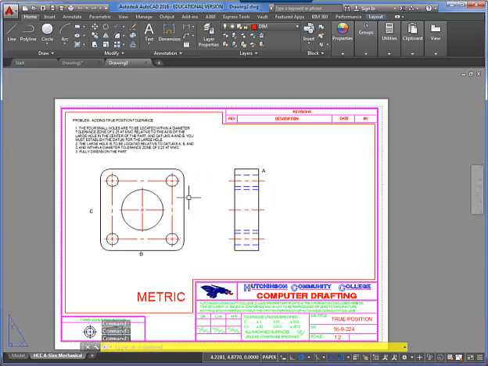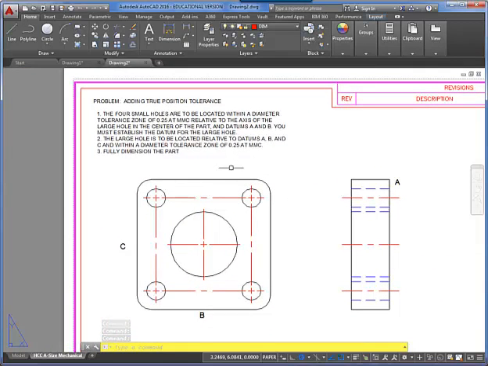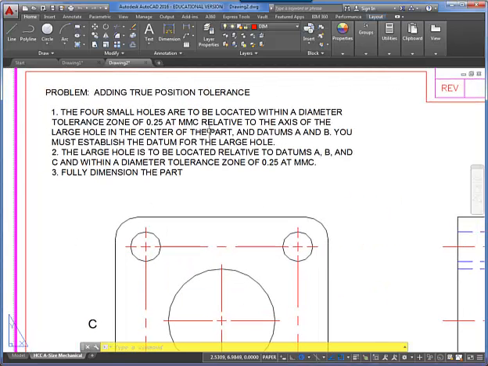okay, so on the second one, you are given some instructions up top here. It says the 4 small holes are to be located within a diameter tolerance zone of 0.25 at MMC relative to the axis of the large hole in the center of the part, and datums A and B. You must establish the datum for the large hole. So if we go on to number 2, it says the large hole is to be located relative to datums A, B, and C, and within a diameter tolerance zone of 0.25.